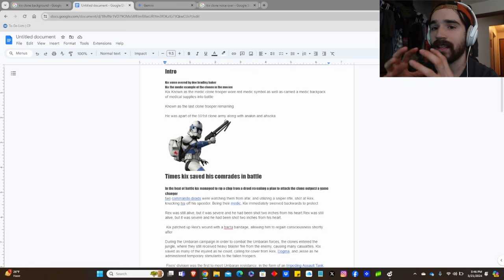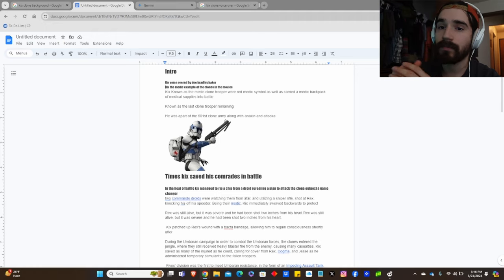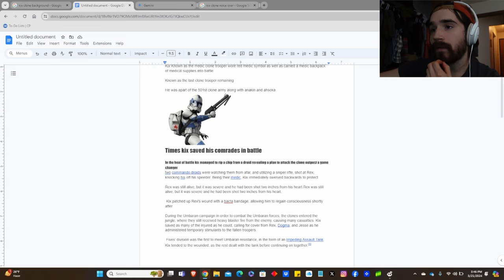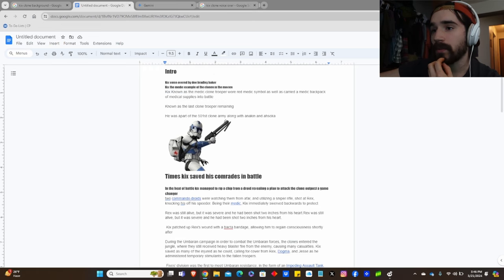So Kix is the medic example in the clone movies. He's what represents the medic personnel, and he remains that during the whole movie. Known as the last clone trooper remaining, 501st clone, he fought alongside Anakin and Ahsoka. Here's a picture of the man.